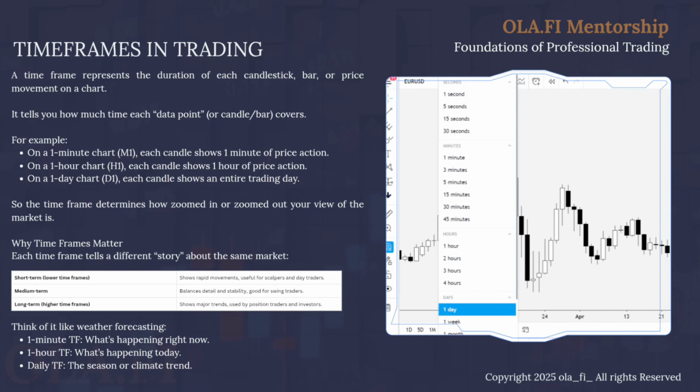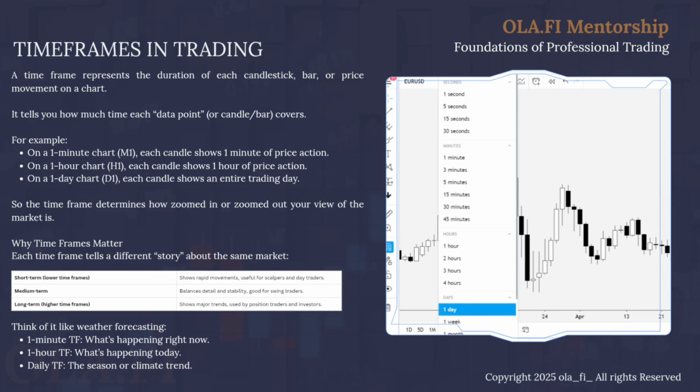So why do time frames matter? Each time frame tells a different story about the same market. Short term or lower time frame shows rapid movement, useful for scalpers and day traders. Medium term balances detail and stability, and it's good for swing traders. Long term, higher time frame shows major trends, used for position traders and investors. So there are three main types of time frame.